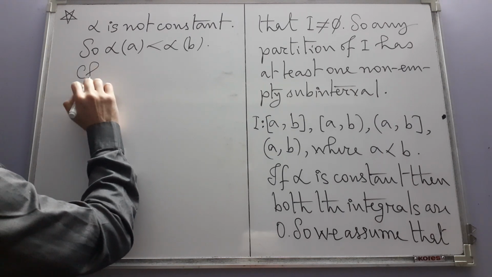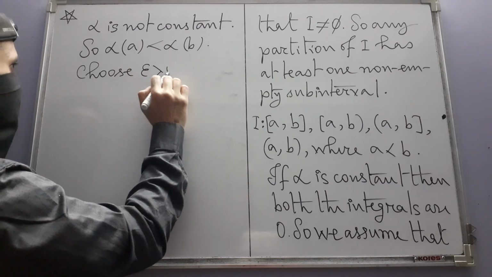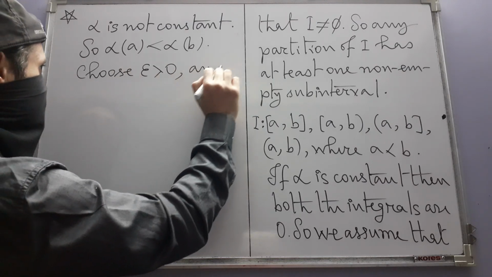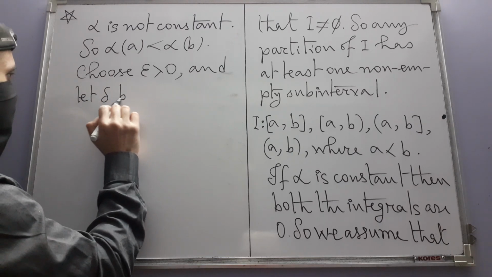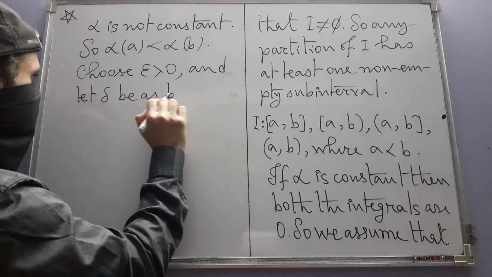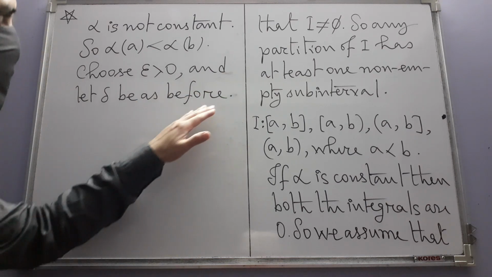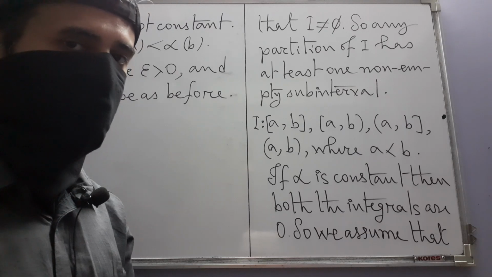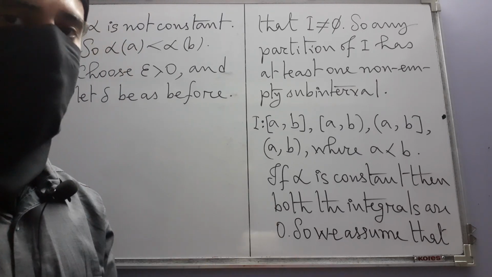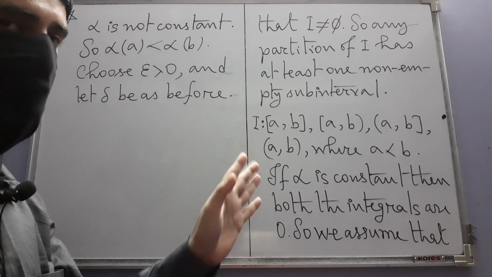Now choose epsilon greater than 0 and let delta be as before. Now what this 'as before' means, to know that you have to go back to the original proof and see how we chose delta there. That is just a simple repetition, so I am not writing that.